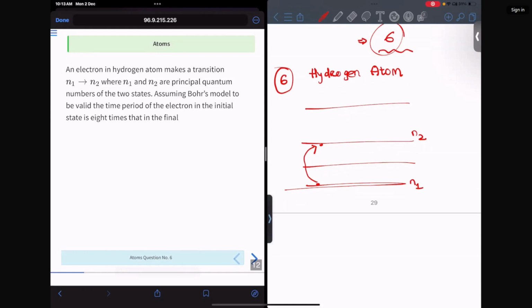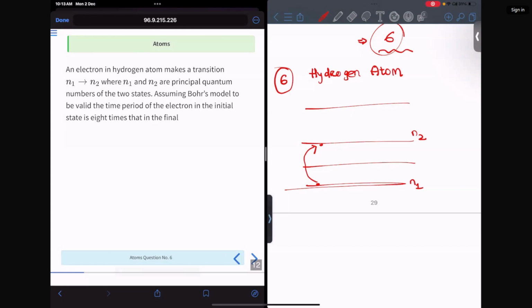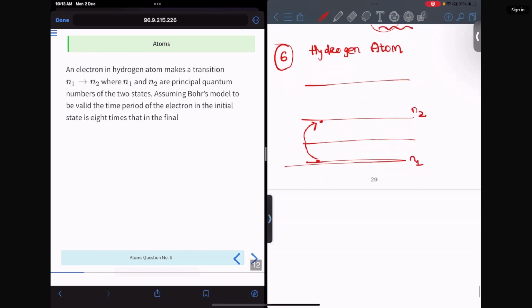Assuming Bohr's model to be valid, the time period of the electron in the initial state is 8 times that in the final state. So they are asking what the possible values are for n1 and n2. I think the options have been omitted here.